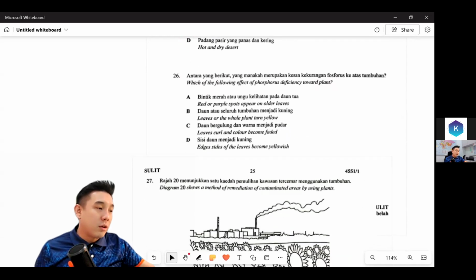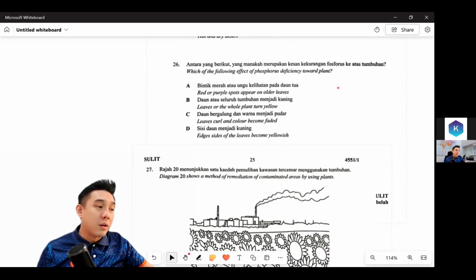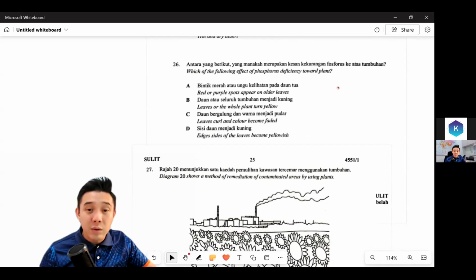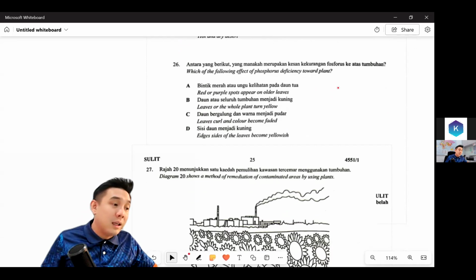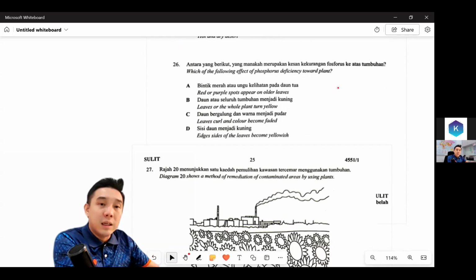Number 26. Which of the following is the effect of phosphorus deficiency? I always tell students phosphorus is really important. That's why you have to take note. The answer for this is A. Okay.